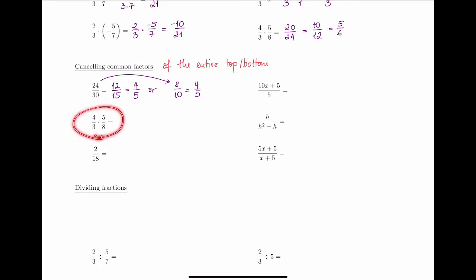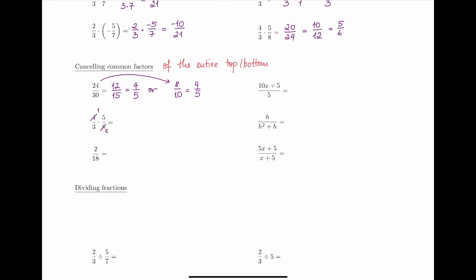4/3 times 5/8, this is the same example we've just seen before, but what I'm going to do now is instead of first performing the actual multiplication operation, I'm going to look at it and think for a second, is there something I can simplify in these two fractions before performing the multiplication? And I can notice that, of course, here, the 4 and the 8 have factors in common, specifically 4, so I can cancel out the entire 4, leaving 1 behind, and 8 will leave 2 behind.